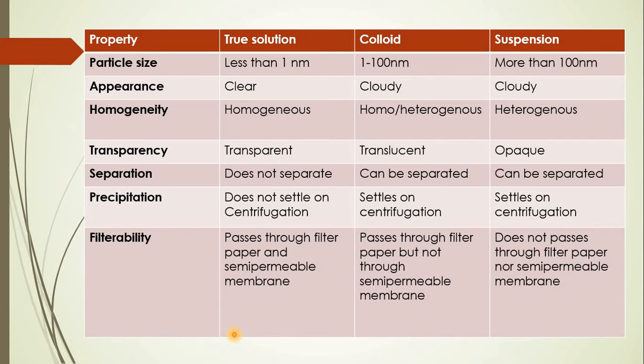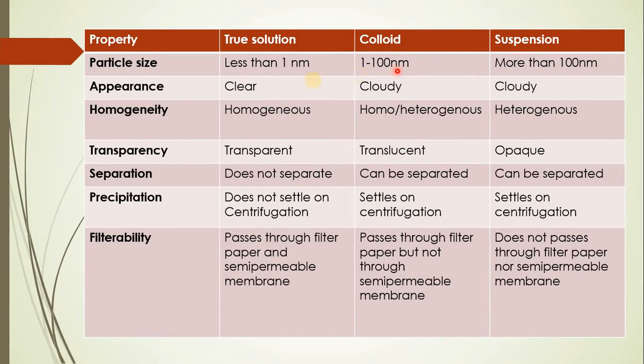Now these are the different properties we need to understand, which will help us to define the distinction between true solution, colloidal solution and the suspension. If we consider particle size, in case of true solution it is less than 1 nanometer, whereas in colloidal it is between 1 to 100 nanometers, whereas in case of suspension the particle size is much larger, and hence it is always observed to be more than 100 nanometers in size.